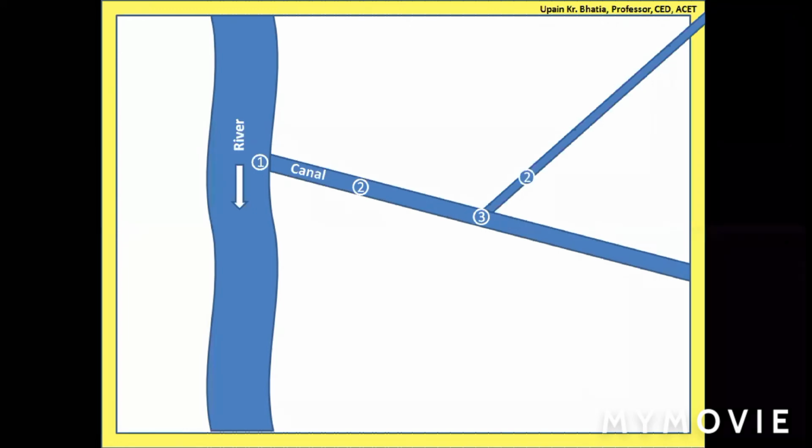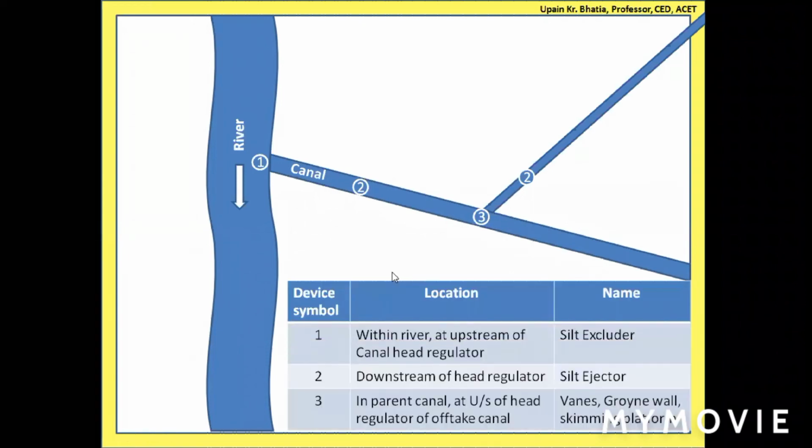But here also, the next location I have mentioned, on the downstream side of this canal head regulator, a little downstream side, but the number mentioned is 2. That means the same structure that we provide over here can be provided over here also. Of course, the magnitude or the size of the structure will be different. Okay, so the same structure can be provided over here. So three categories are there. So let us tabulate them.